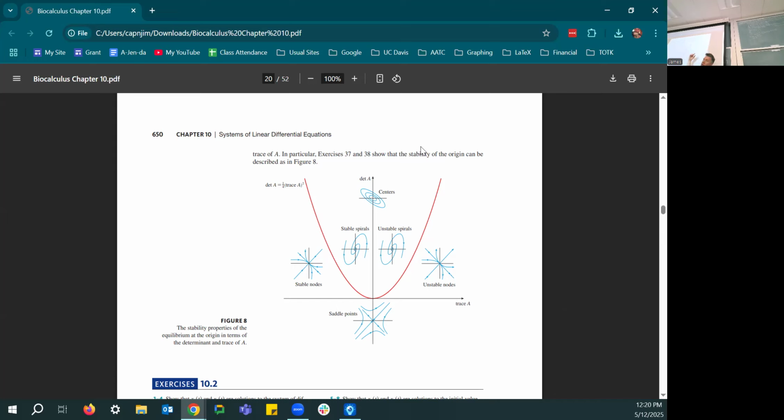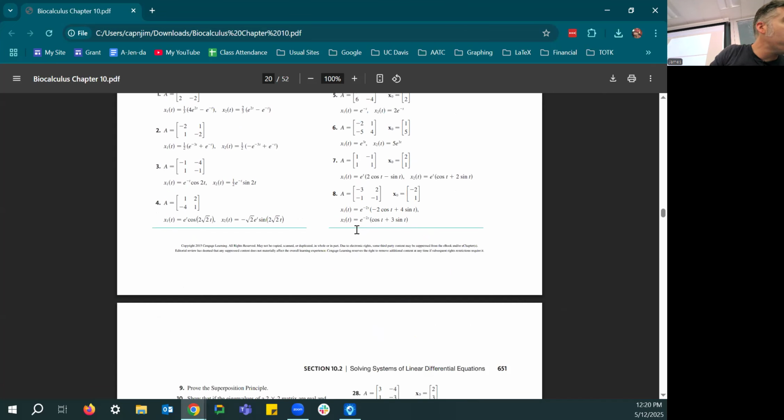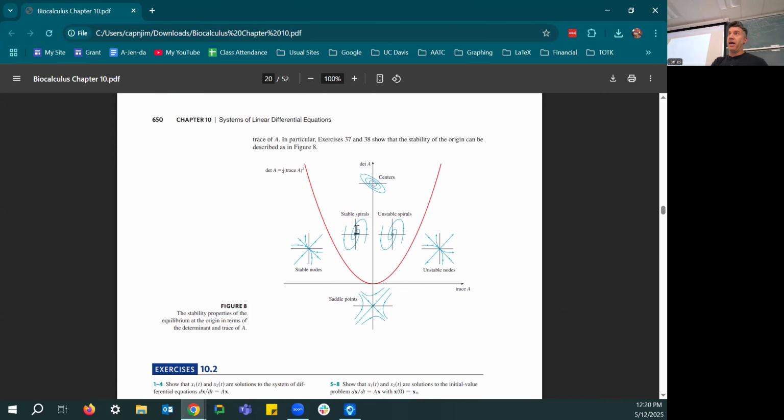And finally, if your trace is zero and your eigenvalues are complex, then you have a neutral spiral, which I don't know what to say about the stability of. I meant to look it up and totally forgot about it. Now, I will point out this picture is in your textbook on page 650. I think it's worth looking at and remembering: you have stability in the upper left corner. So if your trace is negative and your determinant is positive, you have stability, and otherwise you don't.